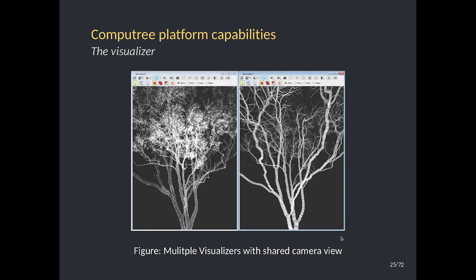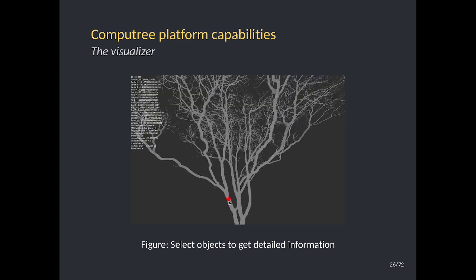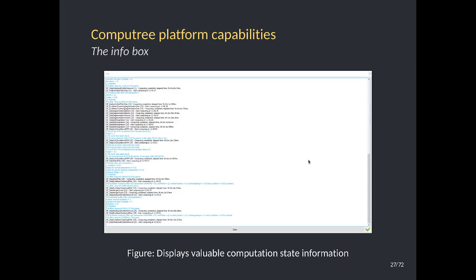And everything we can control in this visualizer window, which has these buttons on top of it. So as I said, we can have multiple visualizers open next to each other with a shared camera view. Here we see really nicely the cylinder model next to the input point cloud. Also we can select objects like a single cylinder and get additional information. So here we see a lot of numbers popping up, which are parameters of the cylinder. And we can read, for example, the radius and a lot of other stuff.